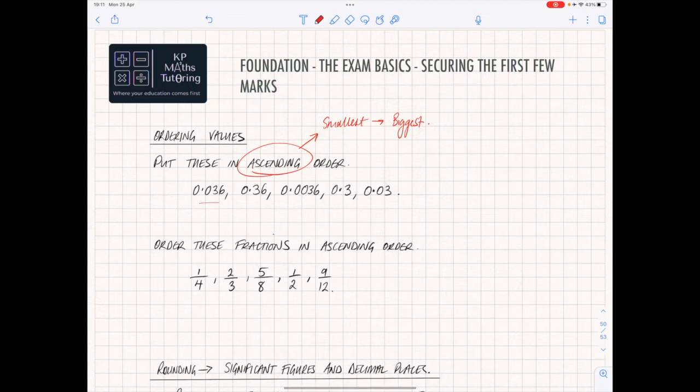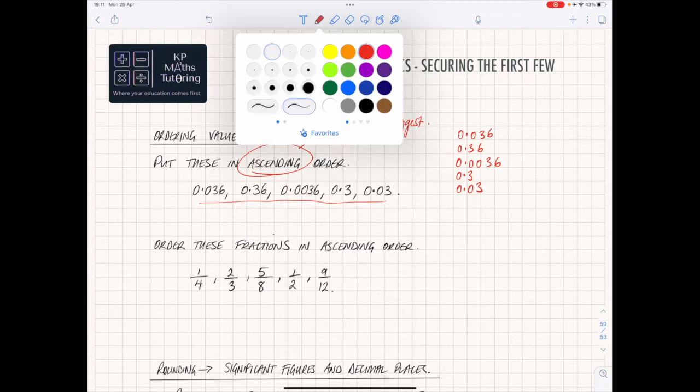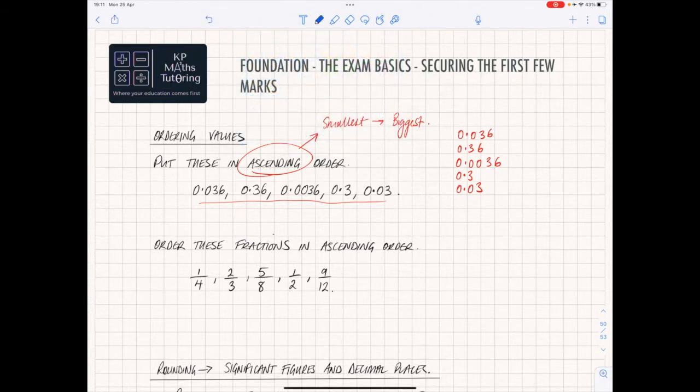Now, the best way I think to answer this is what you do is you take all the values, so 0.036, you take the next value 0.36, you take the next value 0.0036, next one 0.3, and the next one 0.03, and you line them up on top of each other. What I would then do is make them all so they have the same number of digits by adding zeros in, and just make sure you know which ones you've added zeros to so you don't get yourself confused.